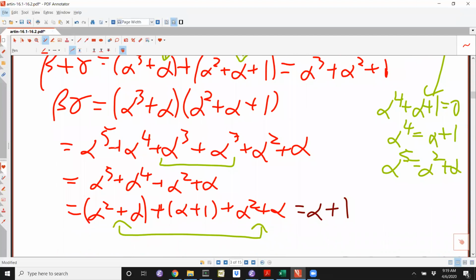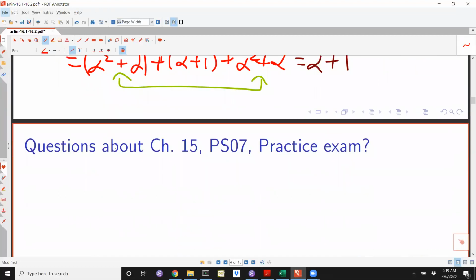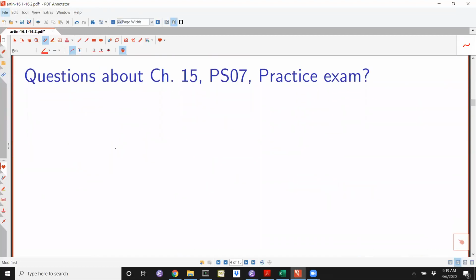All right, so everybody good? Does anyone have any questions about chapter 15 or problem set 7 or the practice exam? I remember our one boundary is that the take home is not to be done collaboratively or with help from other folks. But I'm happy to answer questions about chapter 15, problem set 7, or the practice exam. So anybody got anything they want to get off their chests?